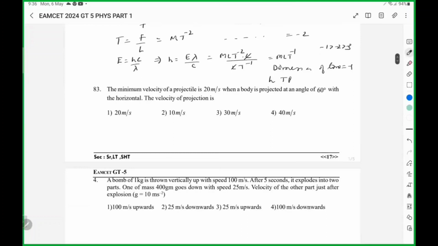So the minimum velocity of a projectile will be at the highest point, that is u cos theta, which is given as 20. So cos 60 with 60 degrees to u will be 40 meter per second.